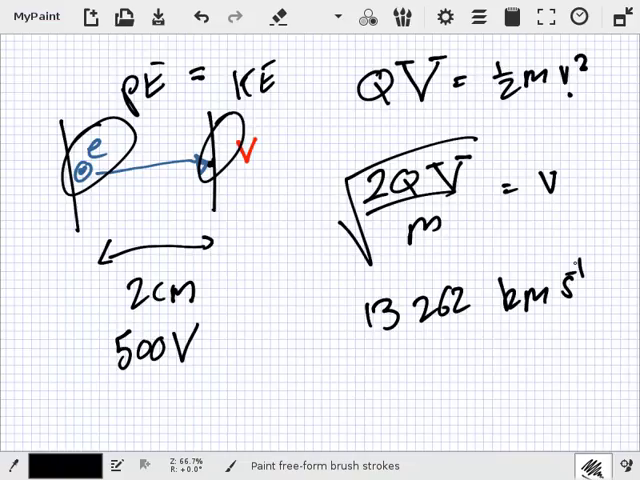Now, do you notice what's interesting here? I actually didn't need to know that the plates were 2 centimeters apart. So I actually didn't use the 2 centimeters in my calculation. So it didn't actually matter.